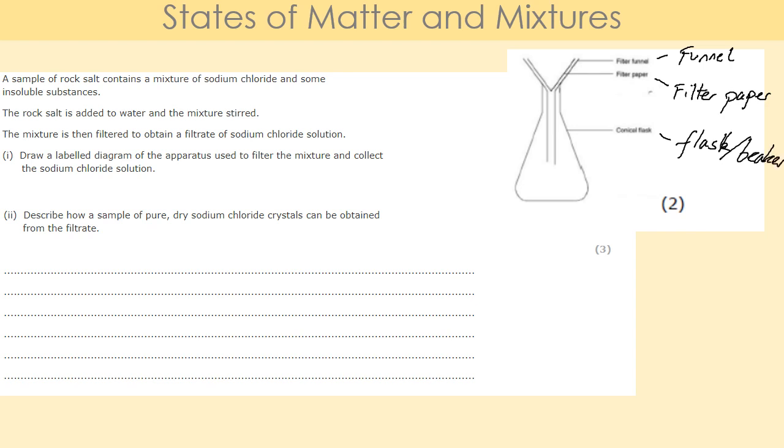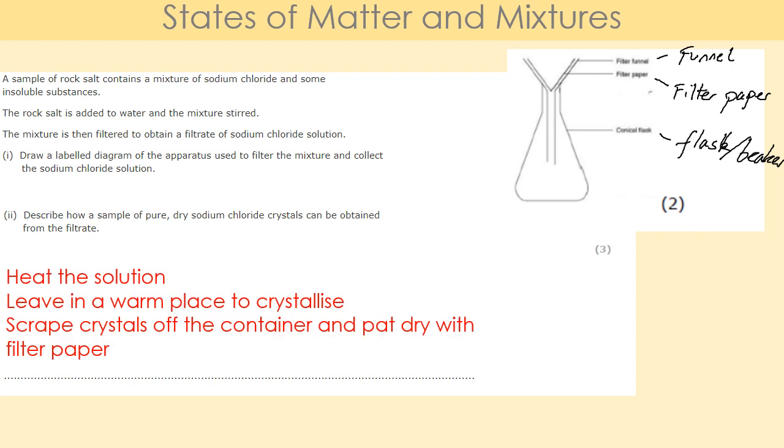The next part is describing how a sample of pure dry sodium chloride crystals can be obtained from the filtrate. That's what would be left in the beaker. We're going to heat the solution. We're then going to leave it in a warm place to crystallize. And then finally, we scrape the crystals off the container and pat dry with filter paper. Well done if you got all 5 marks on that question.